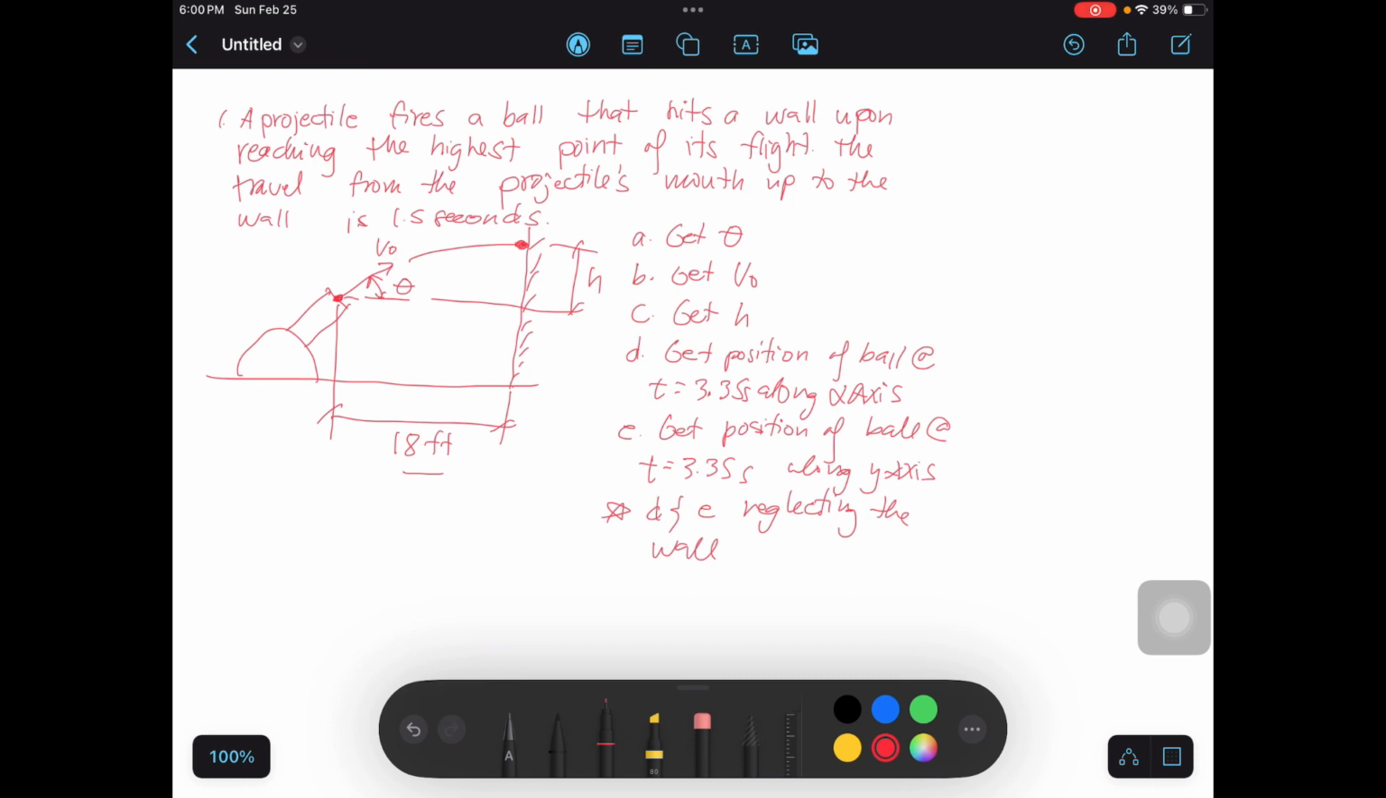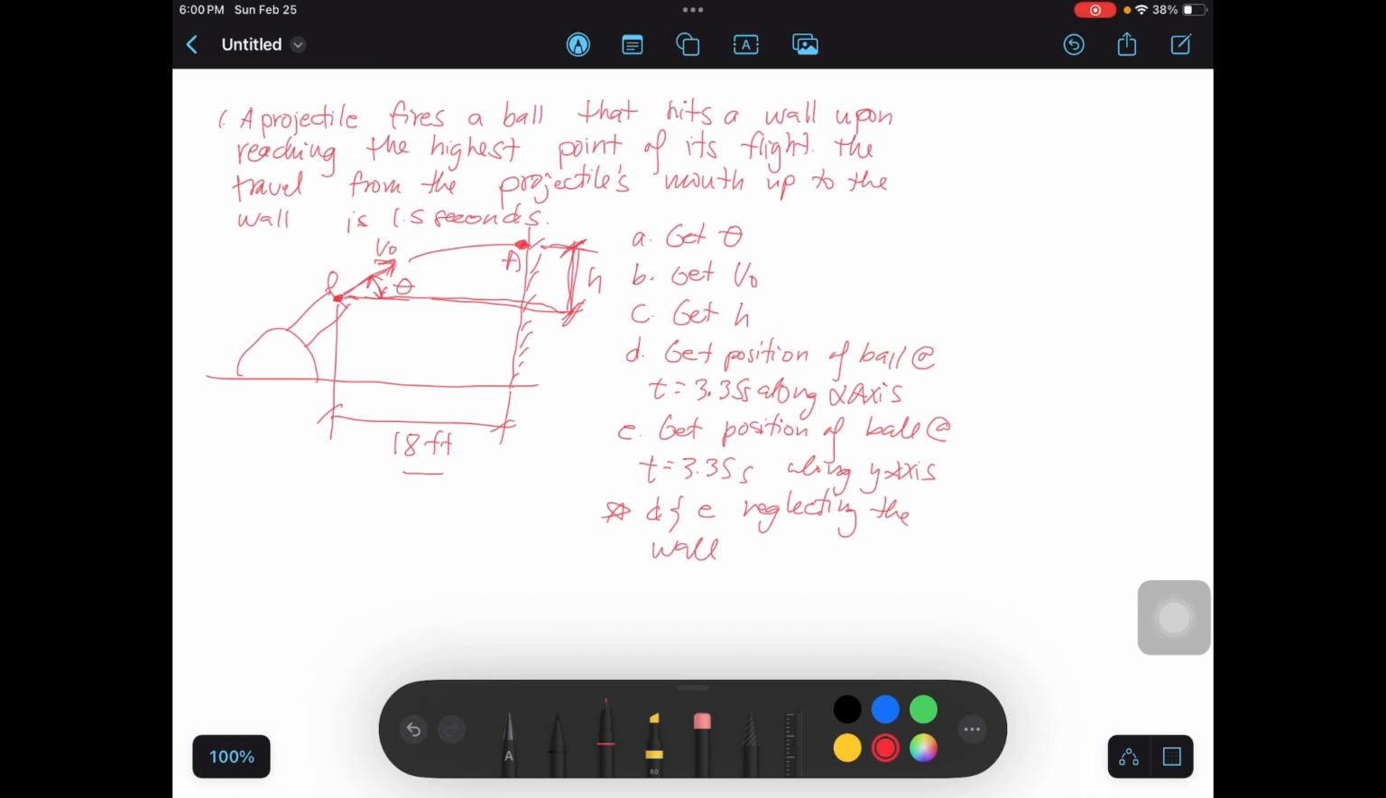Meron tayong theta. Ito yung VO. May angle ng VO from the x-axis na theta. And then merong height from the reference point O to A, the point where the ball hits the wall. So ito, height na to from point O to A, vertical distance is h.